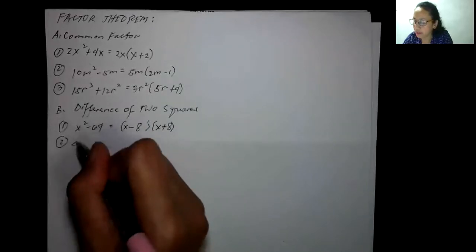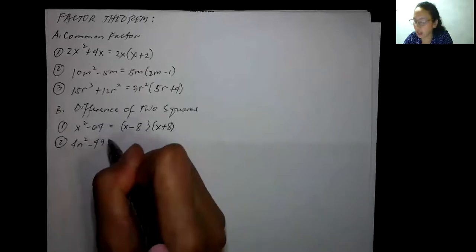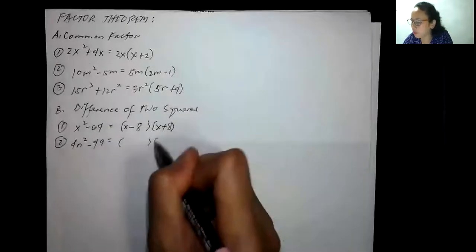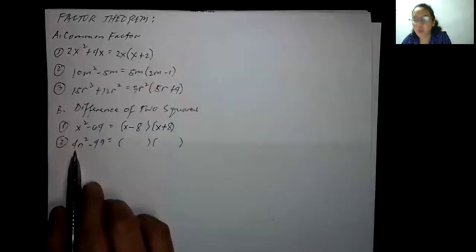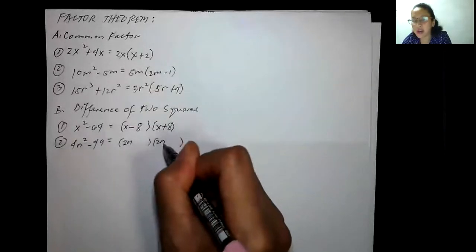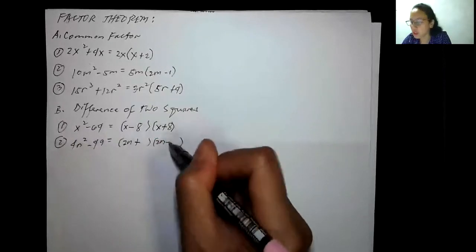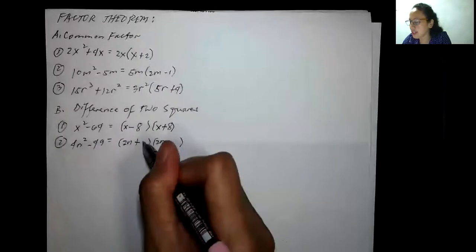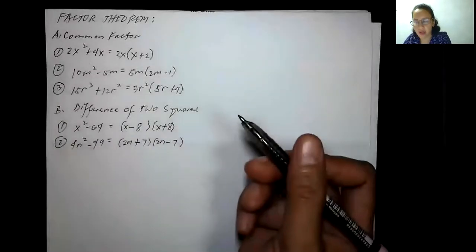So let us have another example. Let's say we have here 4n squared minus 49. So again, we have two parentheses here. So the factor of 4n squared is 2n, and then another 2n here. So we have here positive and negative. So the square root of 49 is 7. So that is why we have here 7.